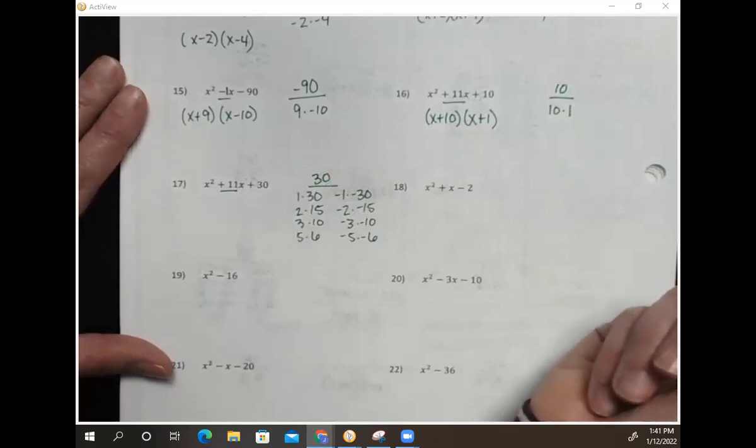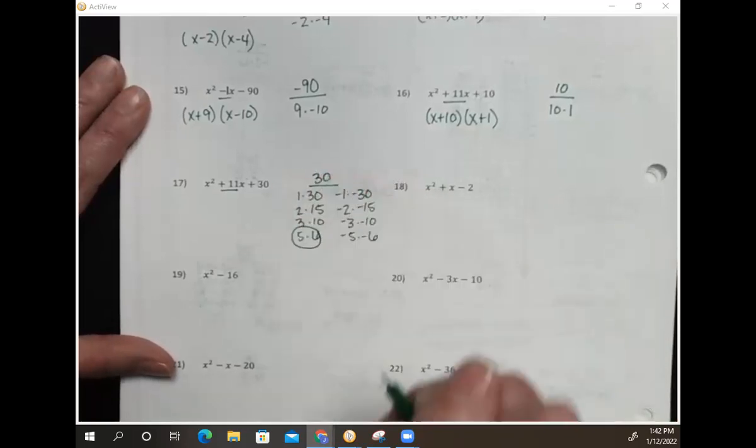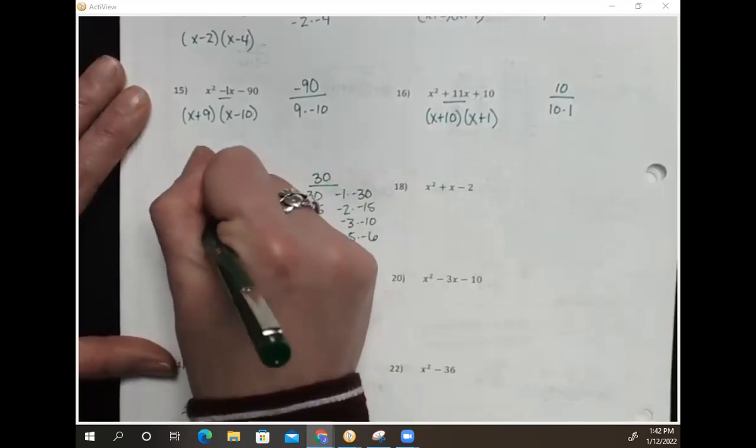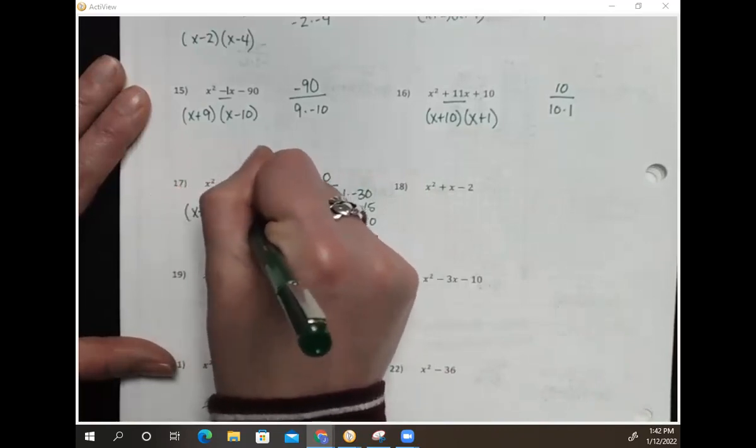Which of these is going to give me 11? 5 and 6 would add to 11, so I want to pick 5 and 6. My factored form then looks like x plus 5 times x plus 6.